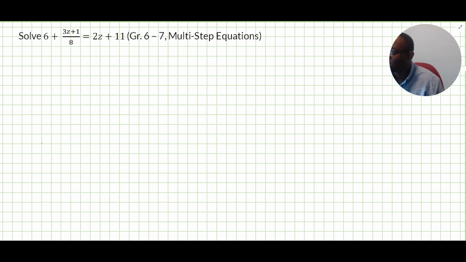Now we have some grade 6 and 7 questions. We're looking at some multi-step equations here: 6 plus (3z plus 1) over 8 equal to 2z plus 11. Multi-step equation. I believe after this one, we have our quizzes, our puzzles.